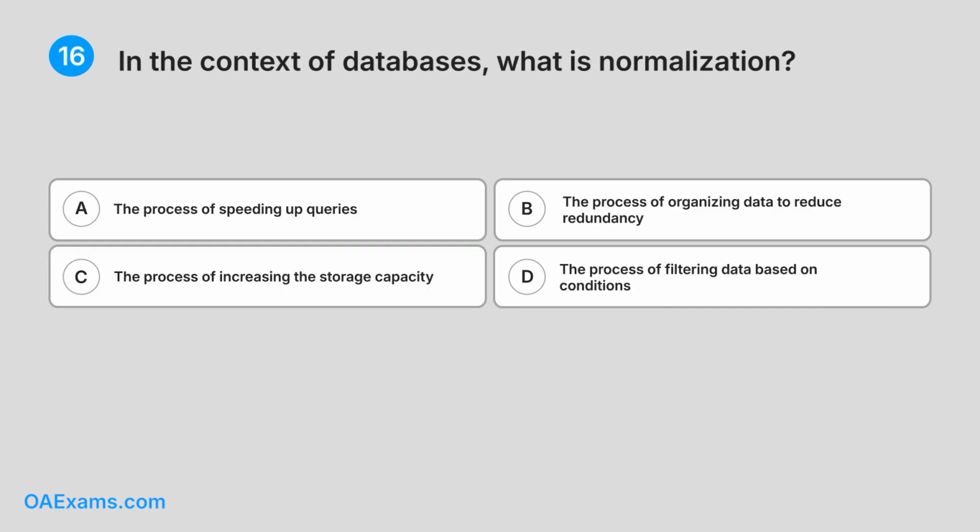16. In the context of databases, what is normalization? A. The process of speeding up queries. B. The process of organizing data to reduce redundancy. C. The process of increasing the storage capacity. D. The process of filtering data based on conditions. Can you guess the answer?